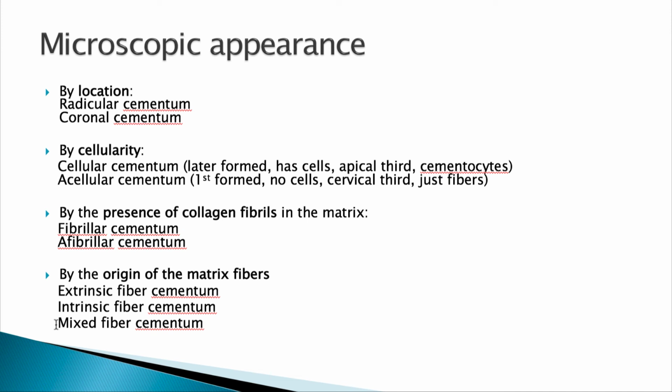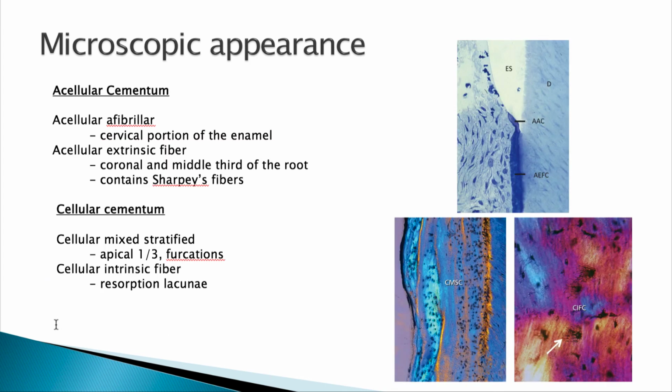Mixed fiber cementum, by the name you've probably guessed, is a mixture of both extrinsic and intrinsic fiber cementum. More commonly, cementum is defined based on its cellularity. We have acellular afibrillar cementum that is found mainly at the cervical portion of the enamel, and acellular extrinsic fiber cementum, which is found in the coronal and middle portions of the root and contains many bundles of Sharpey's fibers. This type of cementum is an important part of the attachment apparatus and connects the tooth with the alveolar bone proper.